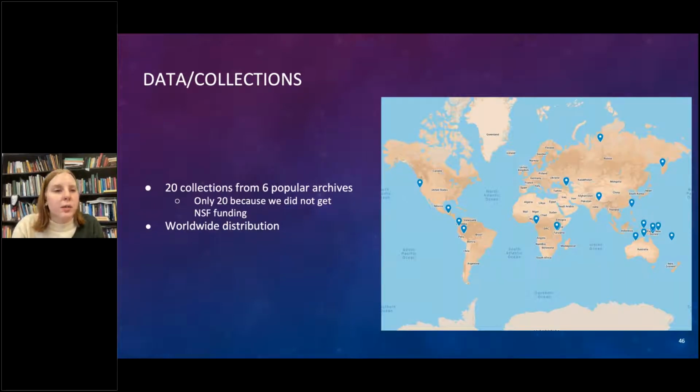So for the data that we used, we looked at 20 collections from 6 popular archives. Again, we're not really going into details about which collections these were. We only did 20 because we're a relatively small group and we did not have special funding for this. So that's basically the story for that. And we looked specifically to have a worldwide distribution. So here's the location of the languages of the collections that we looked at, and you can see we have a pretty decent spread across continents and regions.